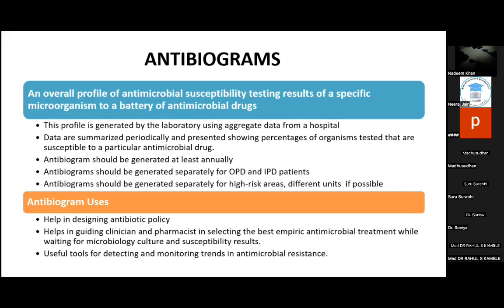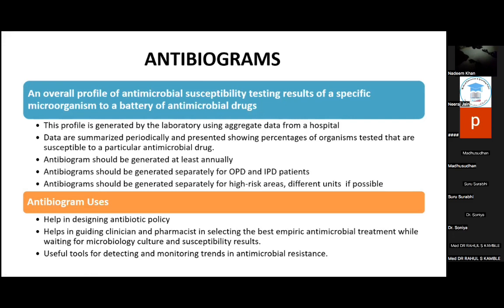The next thing is the antibiogram. An antibiogram is like the profile of the resistance pattern, the sensitive pattern, of different organisms which are isolated from the hospital settings against different antibiotics. This can be generated automatically by software, or by entering the data into software like WHONET, and it can be generated manually too.